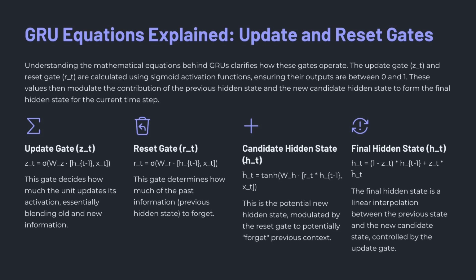Using the reset gate, we compute the candidate hidden state. And finally, we compute the new hidden state. This formula is essentially a blended mix of the past and the present, adjusted by the update gate. It allows the network to decide what to keep and what to change, enabling efficient and flexible learning across sequences.